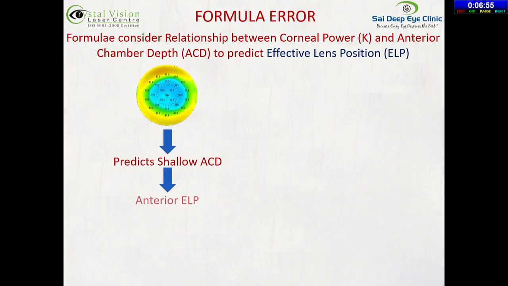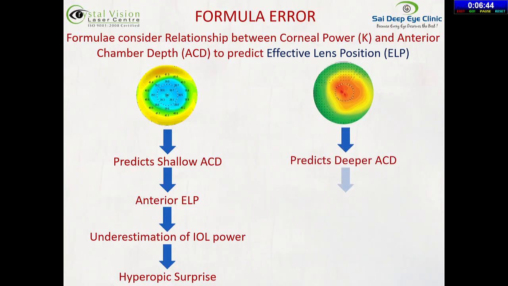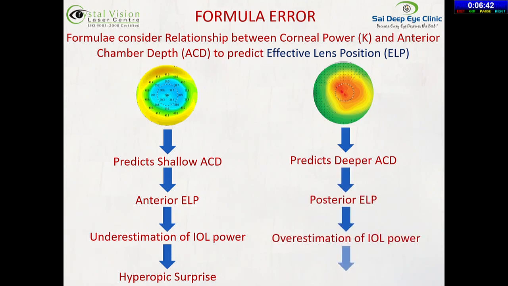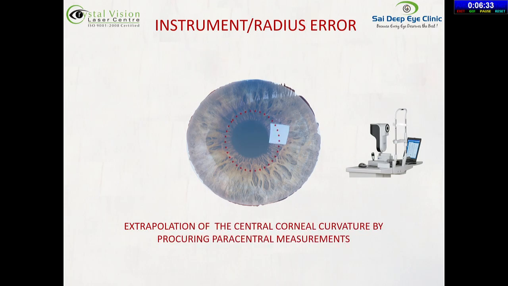Coming to the next thing is the instrument error. The instruments usually get you the data of the central corneal curvature by procuring the paracentral measurements. So here, as the paracentral areas are altered as compared to central, you get wrong readings. In post-RK eyes, usually you have a smaller optical zone. Hence, it is necessary to take corneal readings on the central 3 millimeters.